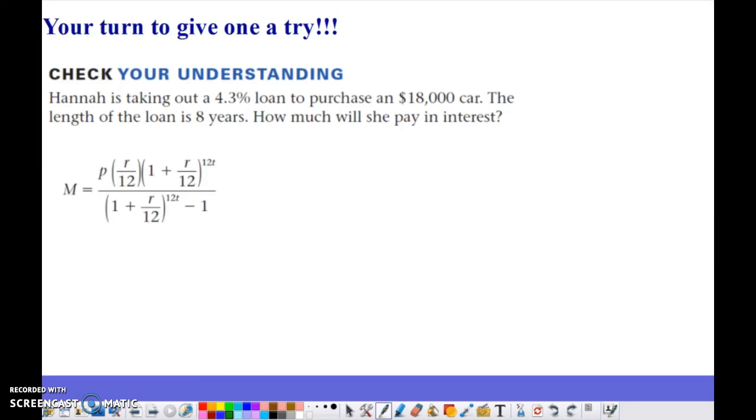Let's go ahead and check your work on this problem. So first we need to figure out her monthly payment so we can figure out how much she totally pays over the 8 years that she's paying back her loan.